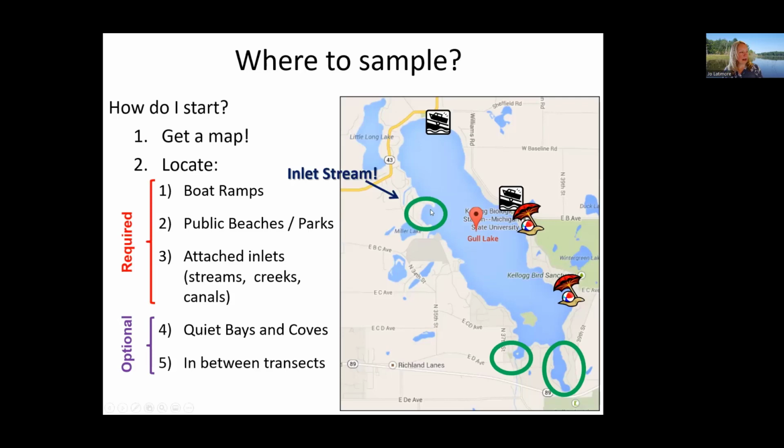And also these would be areas like this, little quiet bays that don't get a lot of boats ripping through them and stuff, the plants might really like it in there. And then you may think, okay, well, I've located all these places, but I've got this whole stretch of shoreline that I haven't done any sampling on. If you've got the time and interest, then definitely locate what we would call transects, some additional sampling lines in those areas if you have the time to do that.